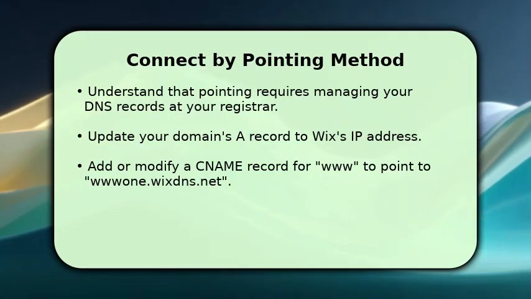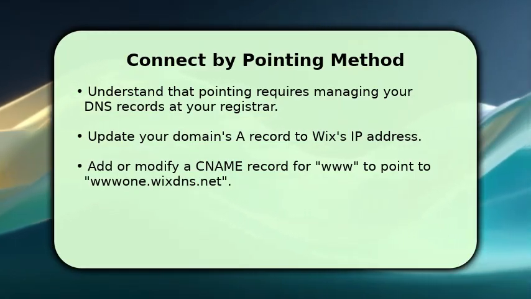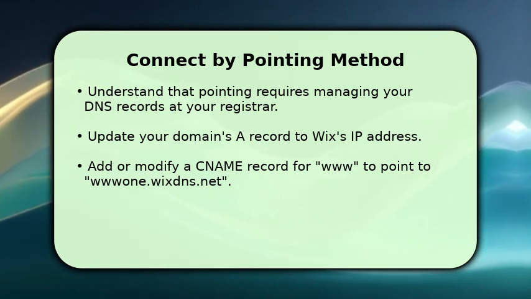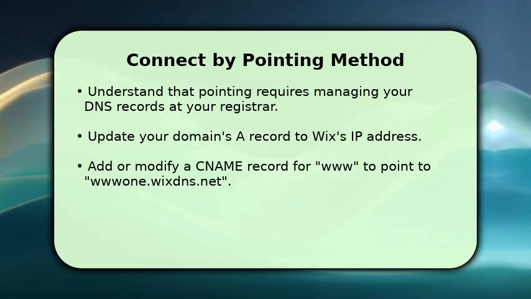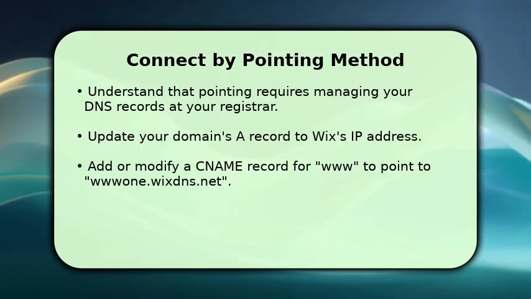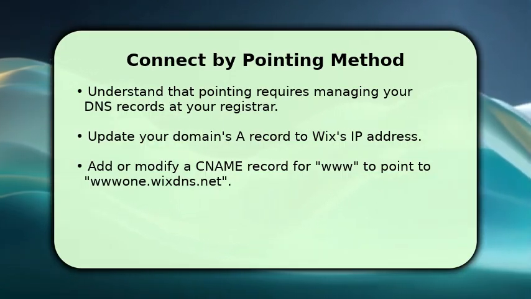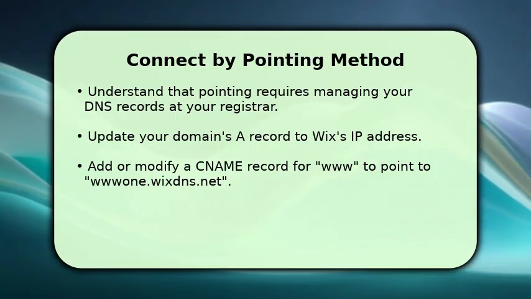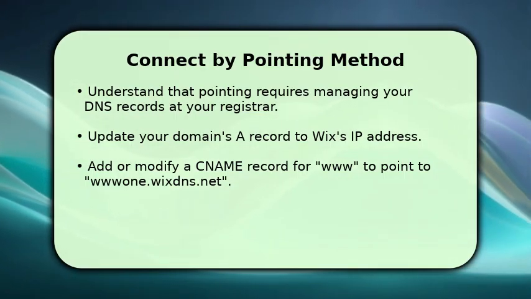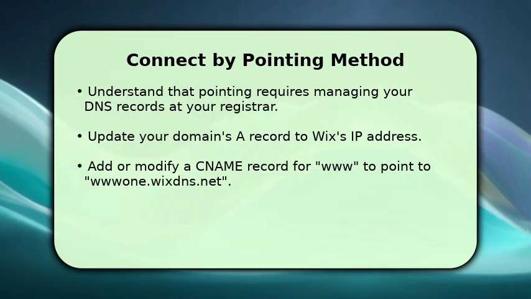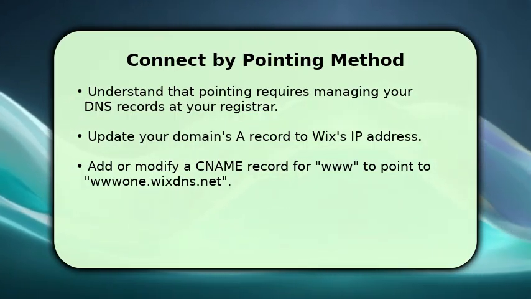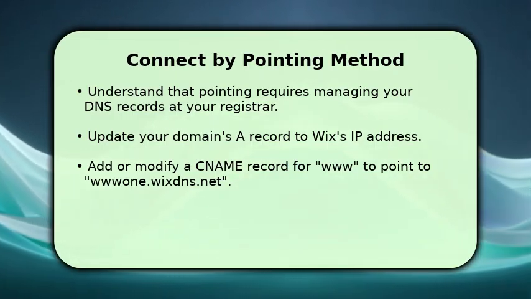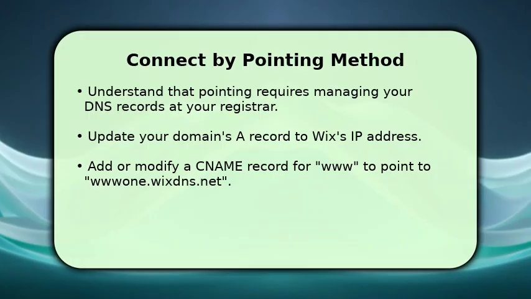Connecting by pointing is a more advanced option, allowing you to keep your DNS managed by your domain registrar. You will need to update your domain's A record to Wix's specific IP address, which is 185.236.166.166. Additionally, ensure your www CNAME record points to www1.wixdns.net. This method requires careful attention to detail to ensure all records are correctly configured.